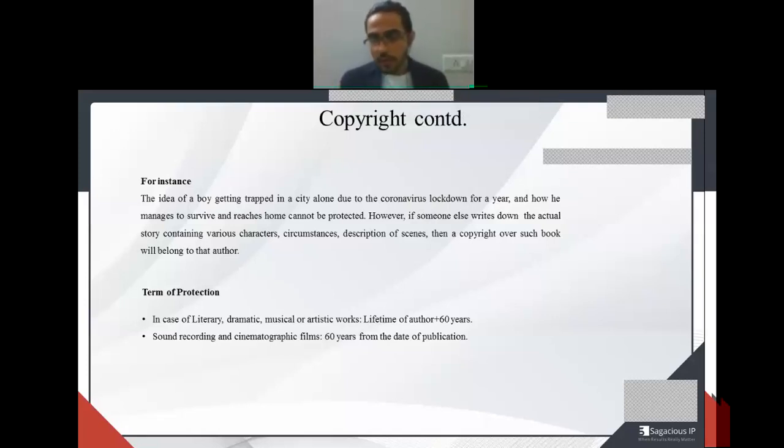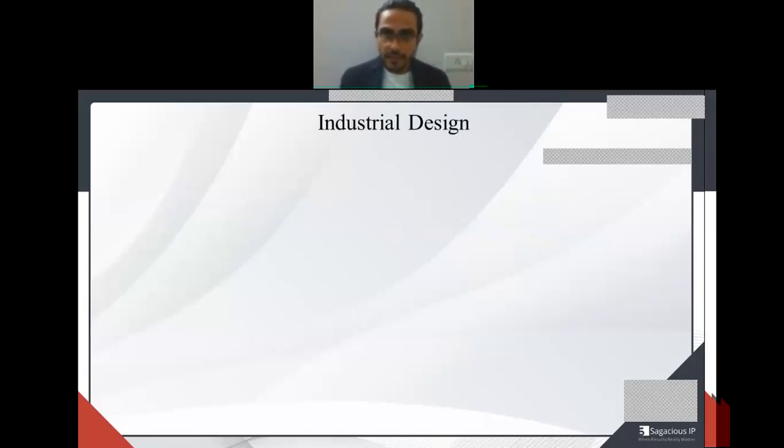For sound recording and cinematographic film, the term of protection for copyrights is 60 years from the date you publish it. So, over and above, I hope you're able to understand the protection and the types of protection that are available under copyright. Now we move on to the third part of IP, which is available to you as designs.